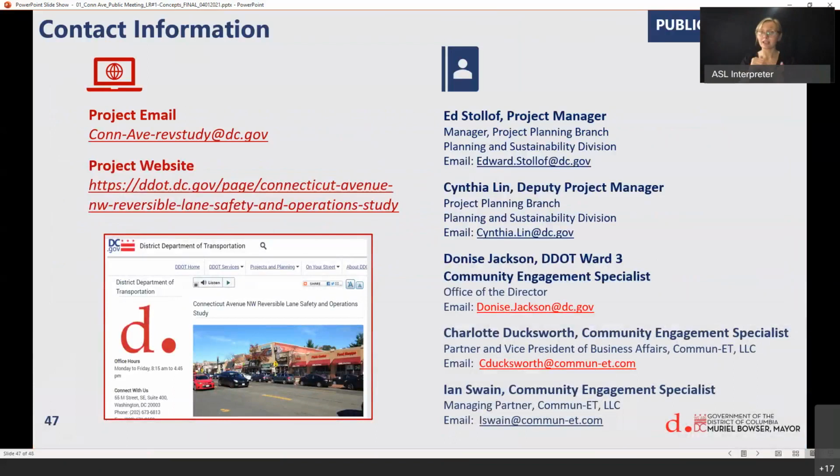Again, the contact information shows Ed Stoloff, project manager, and Cynthia Lynn, deputy project manager. Denise Jackson is the DDOT Community Engagement Specialist. Charlotte Duxworth is our Community Engagement Specialist, as well as Ian Swain from the firm of CommuneEQ.